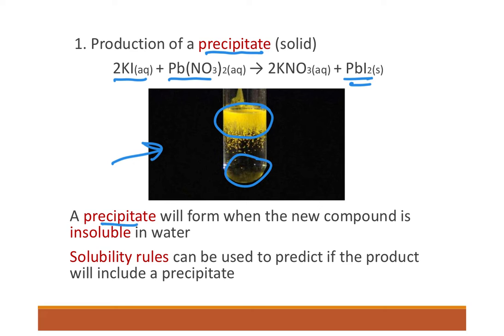Precipitates form when this new compound is insoluble in water, and so it can no longer stay in solution, it has to fall out. There are various solubility rules that can be used again to predict if the product of 2 aqueous solutions would include a precipitate.